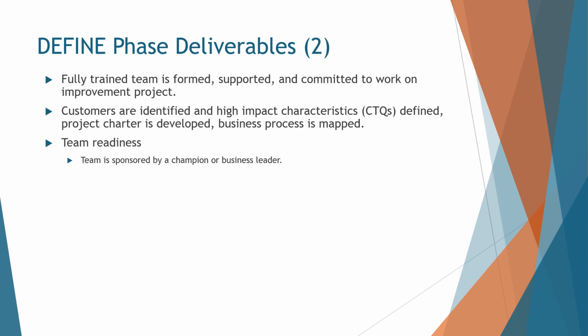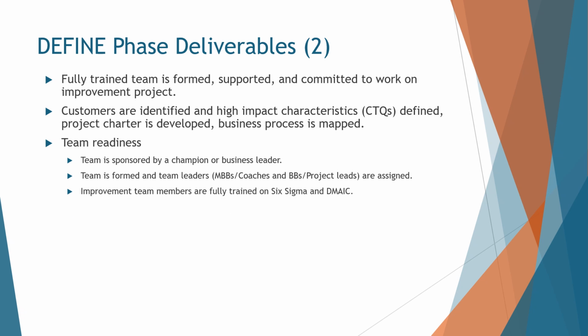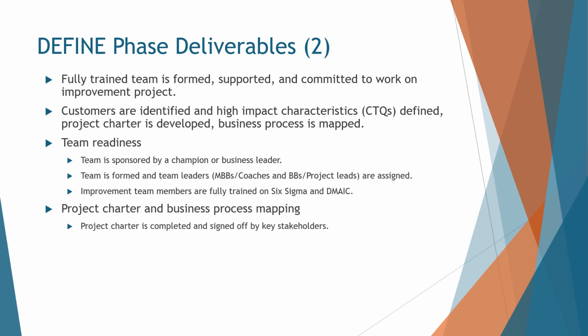Team readiness. The team is sponsored by a champion or business leader. The team is formed and team leaders are assigned, such as master black belts, coaches, black belts, and project leads. Improvement team members are fully trained on Six Sigma and DMAIC. And then you have to create your project charter and business process mapping, which we will be learning about in further slides. The project charter is completed and signed off by key stakeholders. The business process map is completed, verified, and validated at a high level as is, not how it should be or could be, right?